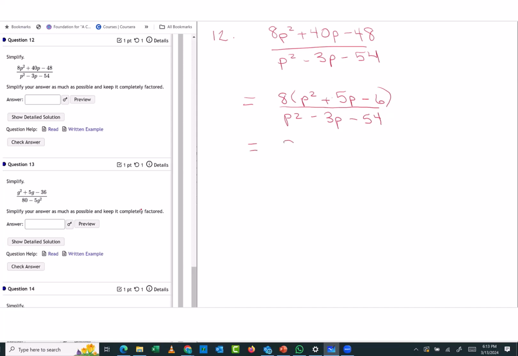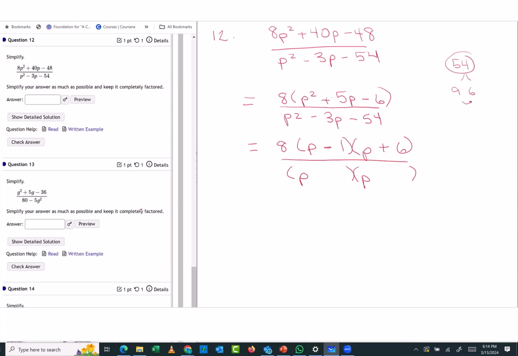Now, I need to factor p squared plus 5p minus 6. We have 8 times, well, 6 is either 1 times 6 or 2 times 3. I'm going to have to use 1 times 6. Since the middle term is positive, that means the bigger number has to be positive, so I can just subtract the 1p from it. And that gives me my factored form. I divide this by 54, 9 times 6. And how do I know it's 9 times 6?